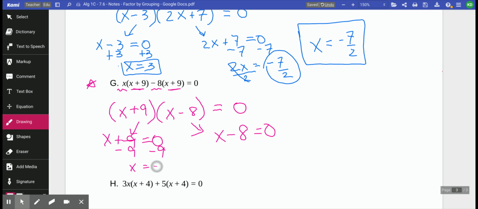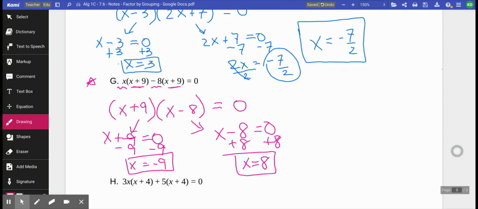We get x equals negative 9. These are both one-step equations. Here we're going to add 8 to both sides, right? We always do the opposite. And we get x equals 8. Okay, so those are our two solutions, negative 9 and positive 8.